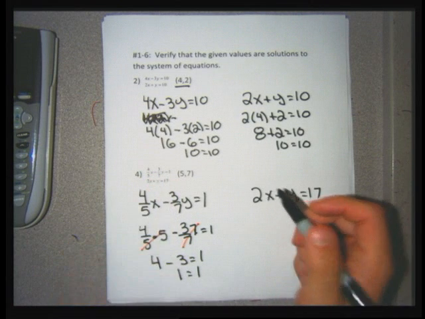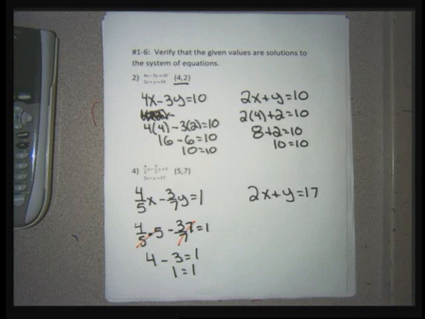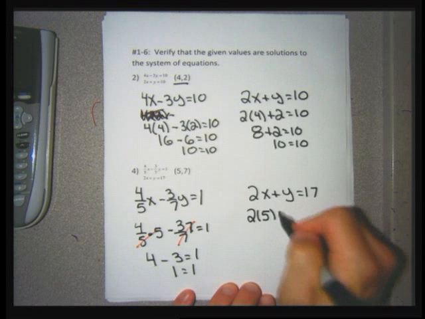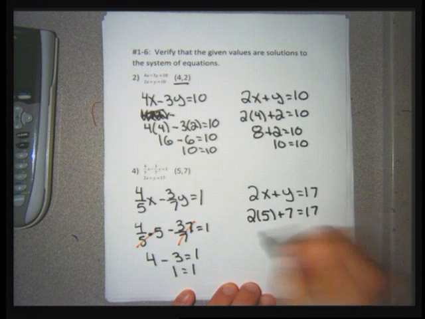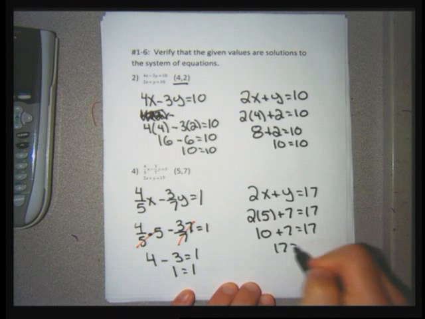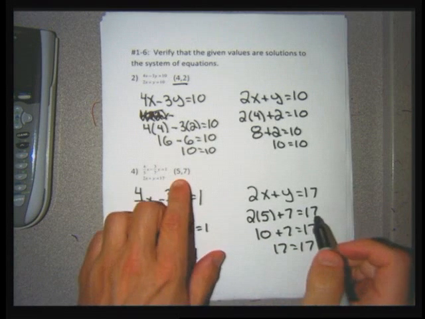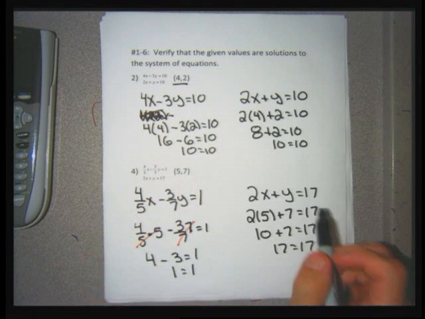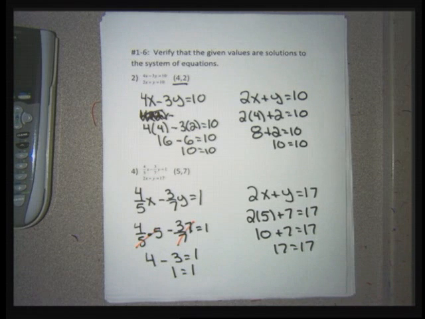It's only going to be a solution to the system if it's also a solution to the bottom equation. So I'm going to plug into the bottom equation 5 for x and 7 for y, and simplify. If I get a true statement, then (5, 7) is the solution to both the top and the bottom equation. Therefore, I've verified that (5, 7) is the solution to the system of equations because I get a true statement when I plug (5, 7) into each equation in the system.